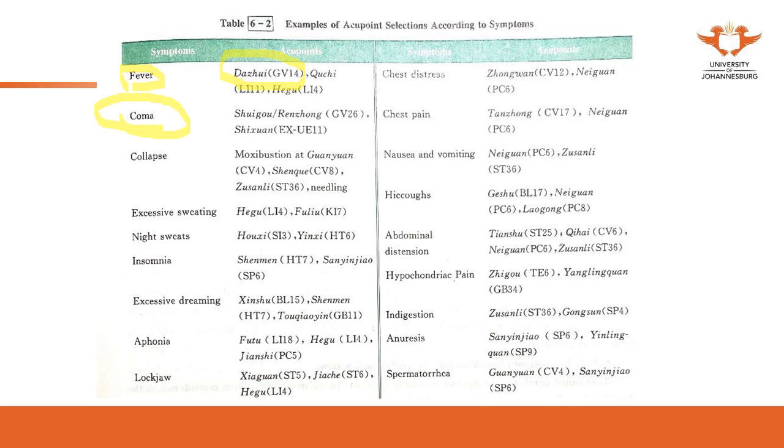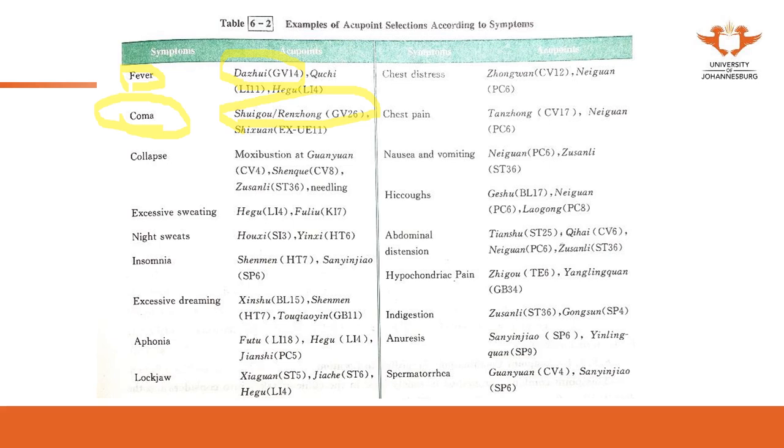When we use Shuigou, we use the technique of bird pecking. We use reducing technique, especially for coma. We keep the bird pecking, as emphasized in the practicals, until the patient's eyes become slightly tearing. You don't need to make the patient cry, but slightly tearing or moist in the eyes, then you can stop. You can keep the bird pecking for one or two minutes until the patient's eyes become watery.